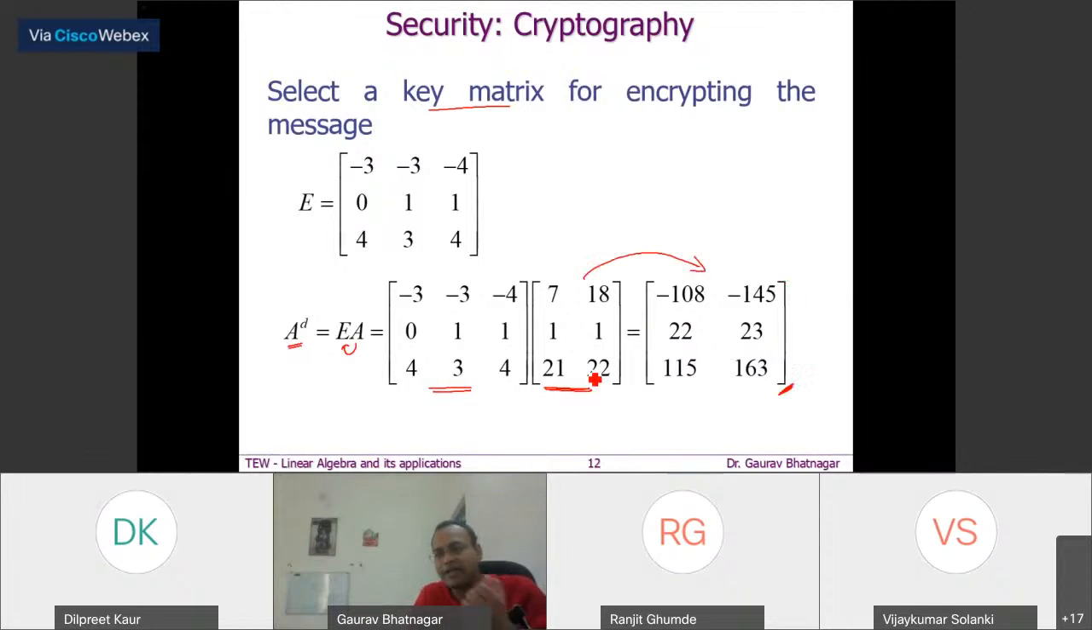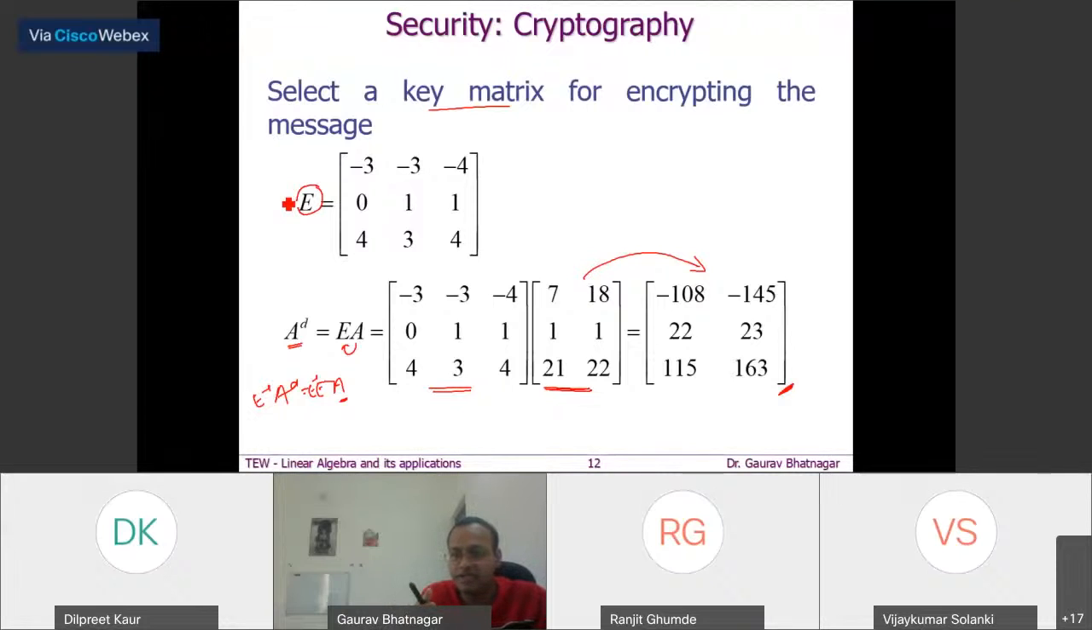Now, if you want to reconstruct your message back from this matrix, what do you have to do? You have to go through the reverse process. And the reverse process says that, using this particular AE equal to EA, if you have to reconstruct A, then you have to multiply by E inverse on both sides. Hence, it is essential that your matrix E is invertible. If it is not invertible, then what are we going to do? We have to take another matrix which is going to be invertible.